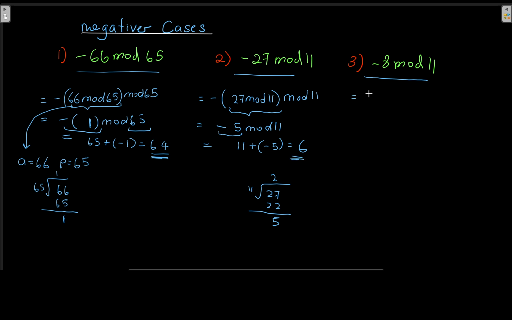Similarly, we can use the formula for this question too, which is minus (8 mod 11) mod 11. In this question, the value of A is lesser than 11, so we can simply write it as 8. Minus 8 mod 11 is 11 plus minus 8, which is 3.